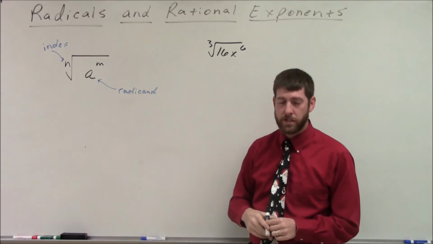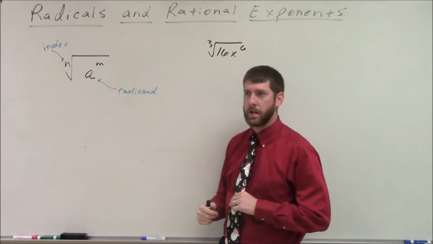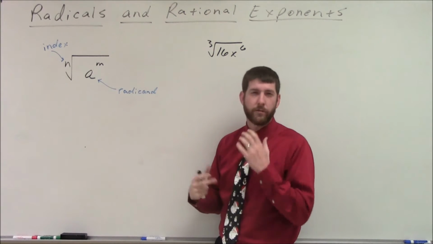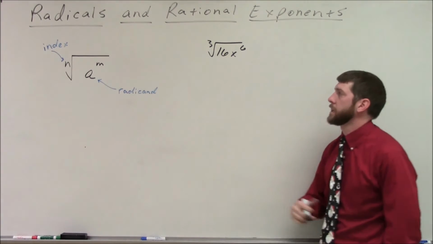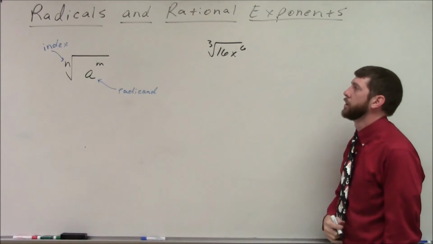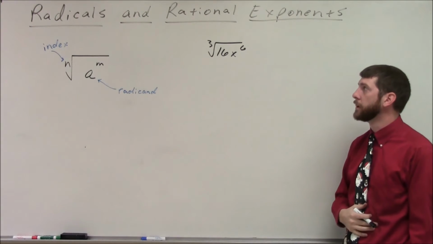Rational exponents have a very specific relationship to radicals, and a rational exponent just means an exponent that's a fraction or a ratio of integers. So let's say we have this example, or this expression right here. Cube root of 16x to the sixth, and we want to simplify that down.